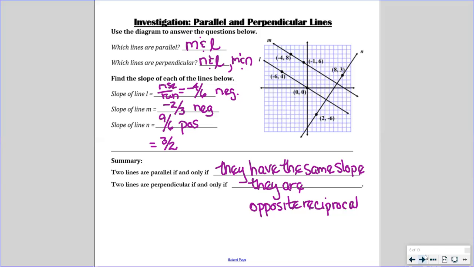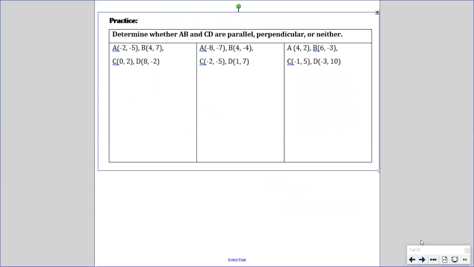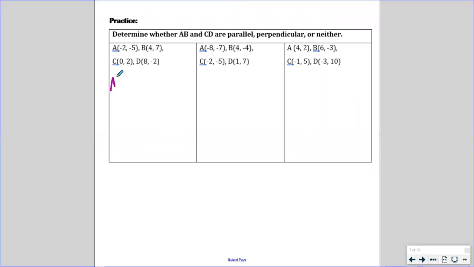All right, next one. Practice. So we're going to practice. So the first one, they say determine whether AB and CD are parallel, perpendicular, or neither. All right, so before we do anything, we need to find the slope of AB and then CD. Since they give us 2 points, we're going to use delta y over delta x. So I'll do M. This is for AB.